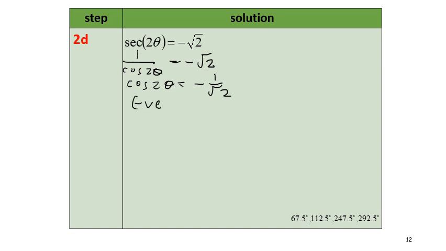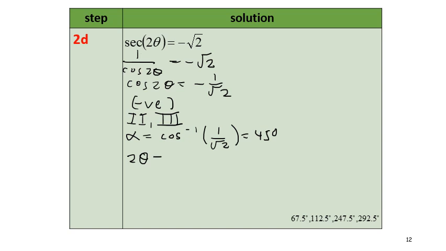Since it is negative, the angle is in the second and third quadrant. And then find the basic angle, inverse cos 1 over sec 2. So we got again 45 degrees. And then look at here. So this time it is 2 theta.